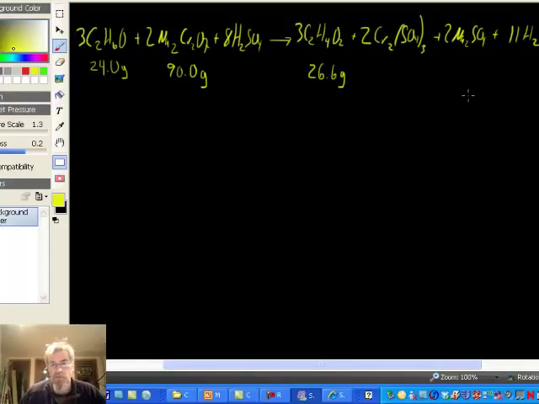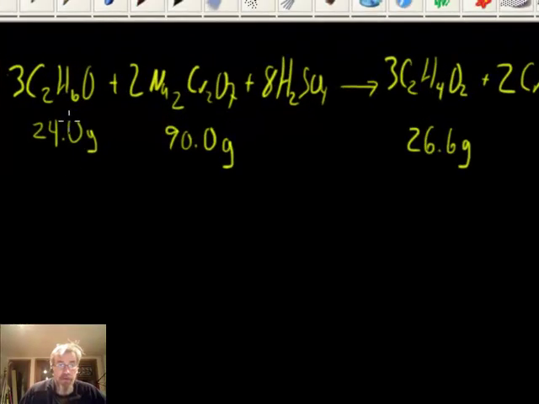Okay, here's our situation. I've reproduced the balanced chemical equation. Here's what we know. We have 24 grams of C2H6O, 90 grams of sodium dichromate, and our actual yield of C2H4O2 is 26.6 grams. So we've got to calculate the theoretical yield to get our percent yield. That's our objective. We can't do that till we know which is the limiting reactant. We know for sure that it's not H2SO4, which is the excess reactant. So we just have to compare C2H6O with sodium dichromate.